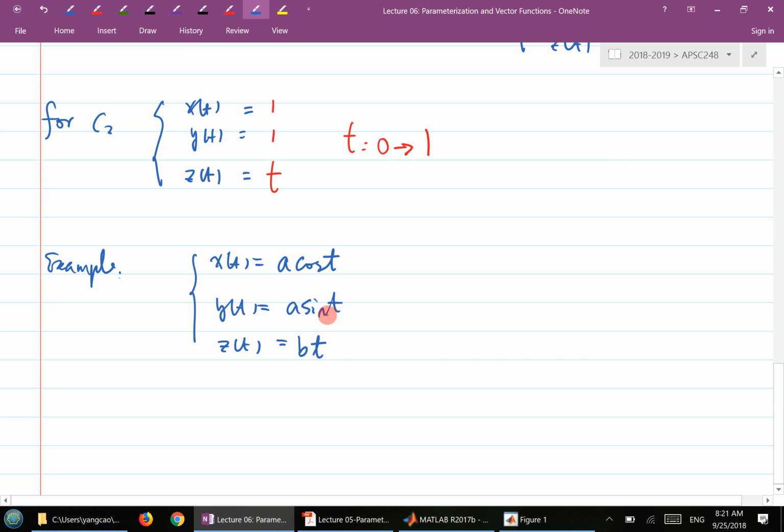Now let's put the z of t into the picture. Now you should try to imagine that as t changes, the z also changes, which is basically going up, right? So as t goes from 0 to 2 pi, the z goes from 0 to 2 pi b. In other words, you imagine you're going along the circle, but at the same time you're also going up. So altogether, this will generate a so-called spiral curve, or helix, basically.